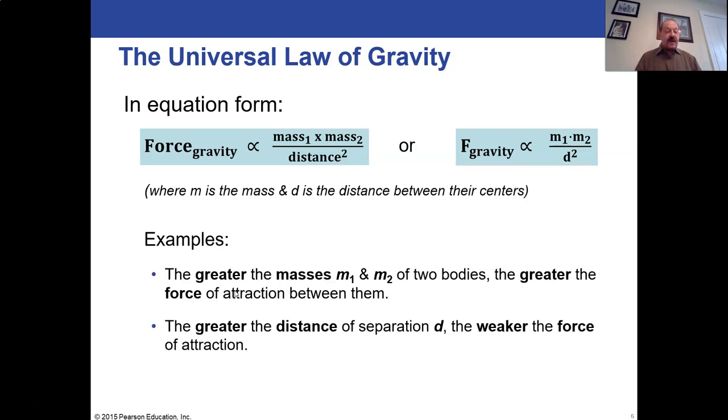Now, what this means, like I've already explained in some examples, is that the greater the masses M1 and M2, the greater the force between them. The greater the distance of separation, the weaker the force of gravitation, but it's much weaker because it's the square of the distance that affects it.